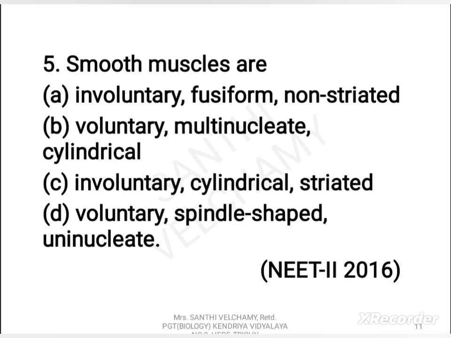Now let us go to the fifth question. Smooth muscles are A. Involuntary, fusiform, non-striated, B. Voluntary, multinucleate, cylindrical, C. Involuntary, cylindrical, striated, D. Voluntary, spindle-shaped, uninucleate. Now let us see the correct answer. A is the correct answer, involuntary, fusiform, non-striated.